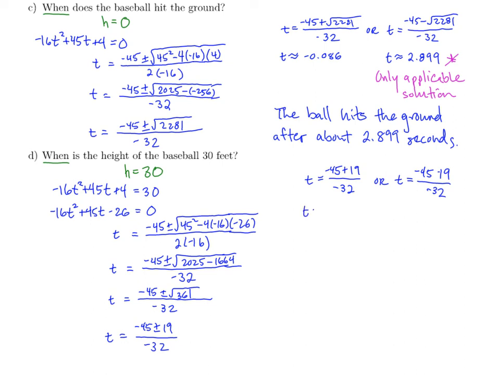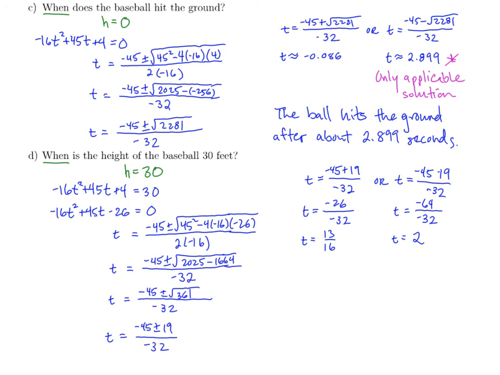Simplifying that first one, negative 45 plus 19 is in the numerator, and that'll be negative 26. So I have negative 26 divided by negative 32. That then simplifies to t equals 13/16. For the second solution, I had negative 45 minus 19 in the numerator, and so that'll be negative 64, and then that denominator is negative 32. So that will simplify to t equals 2. So I now have two solutions, 13/16 of a second and 2 seconds.